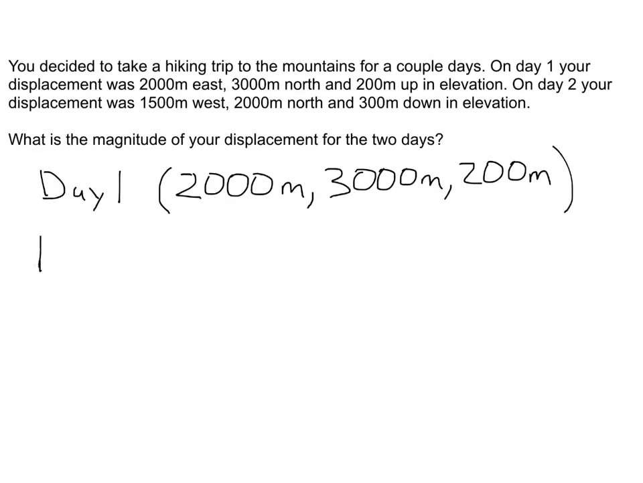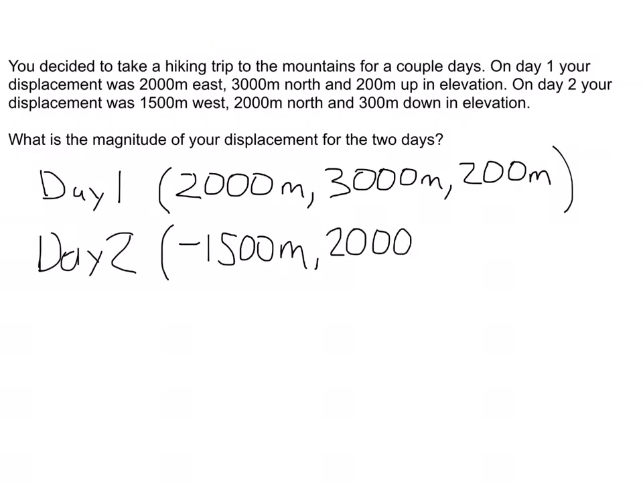And then in day 2, we've got 1,500 meters west, so that's minus 1,500 because it's in the opposite direction. 2,000 meters north, so that's up. And 300 meters down, so that's the opposite direction. So to get the end point, we're going to add these vectors.